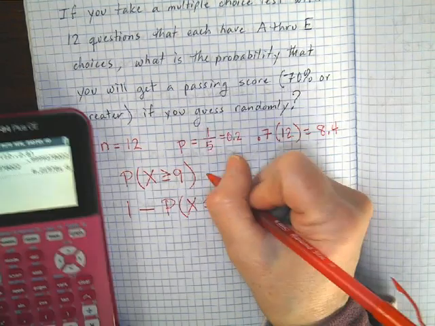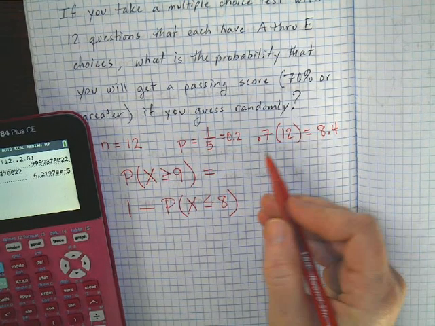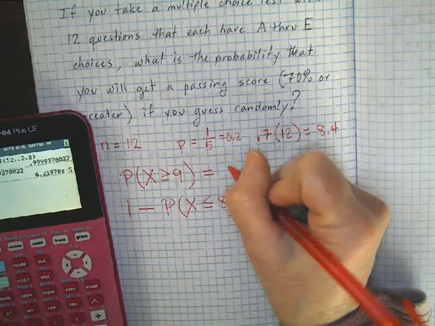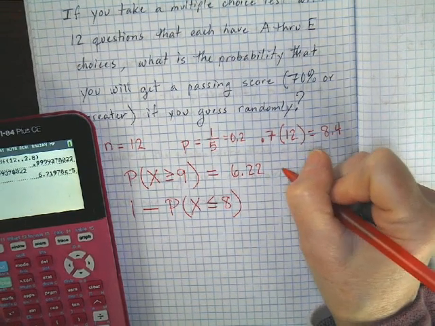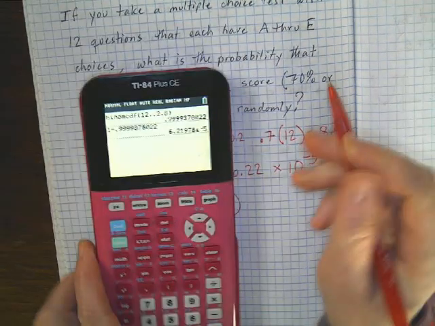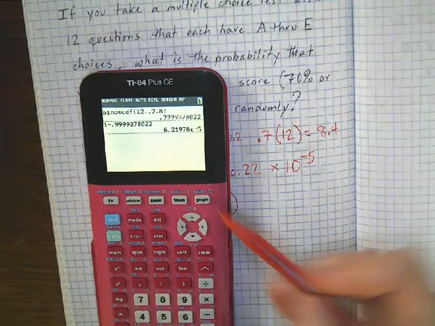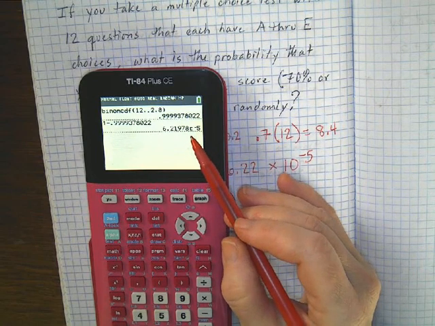So the probability of getting a passing grade on this is 6.22, 3 significant figures, times 10 to the negative 5. Okay, so if you're not familiar with this yet, this e negative 5 means that it's scientific notation, so this is saying it's 10 to the negative 5.